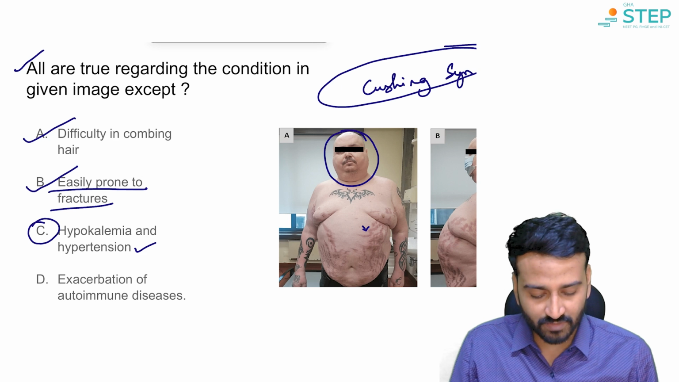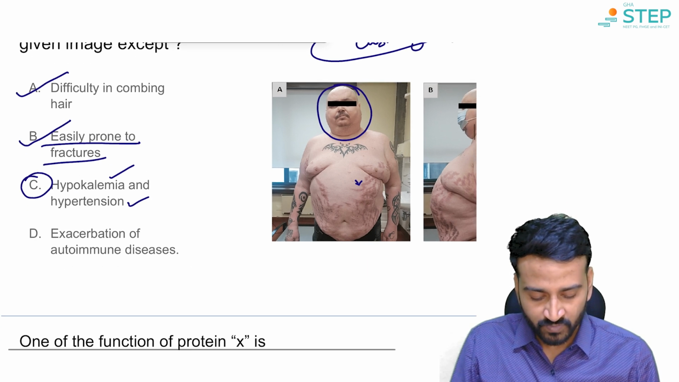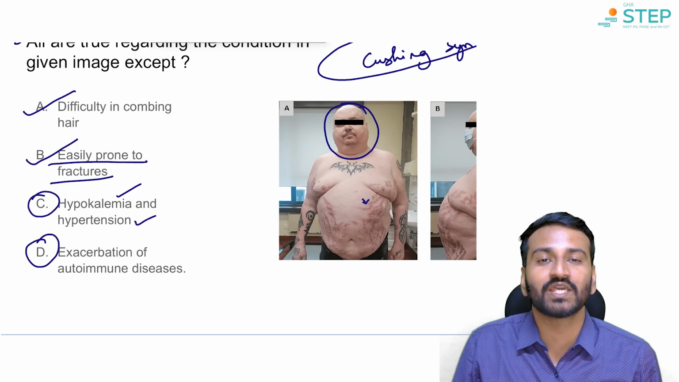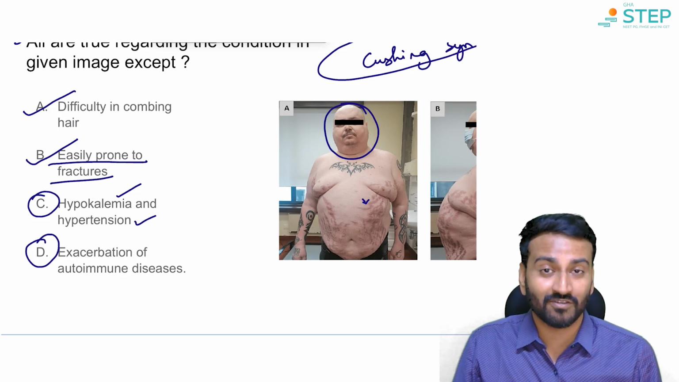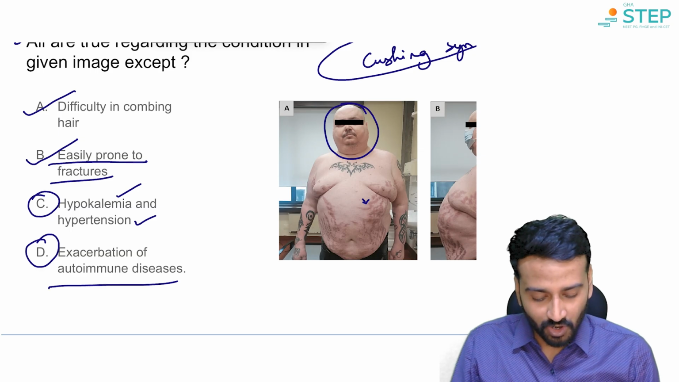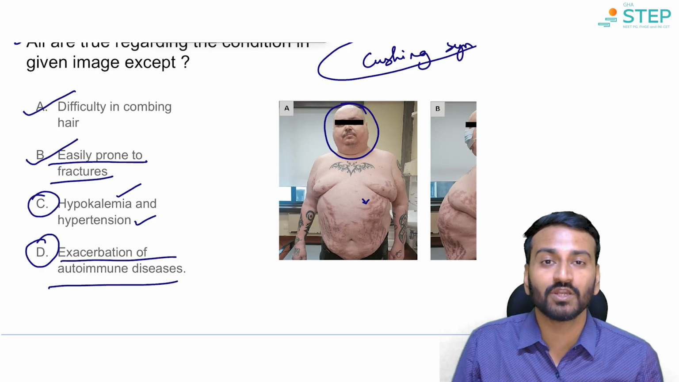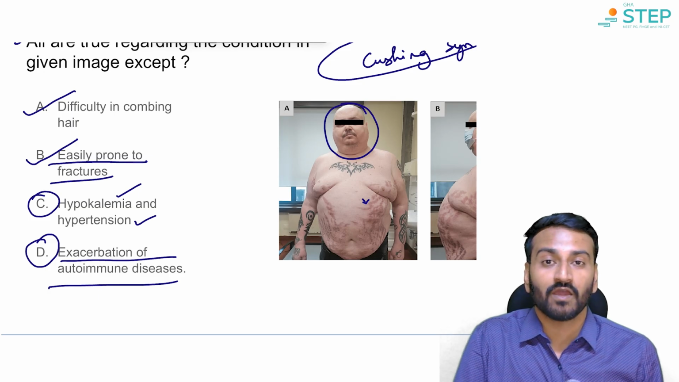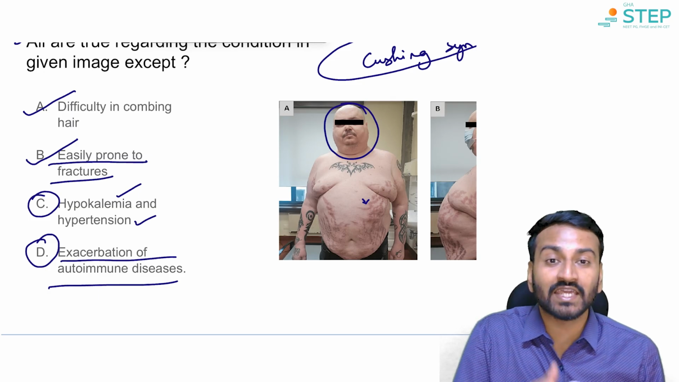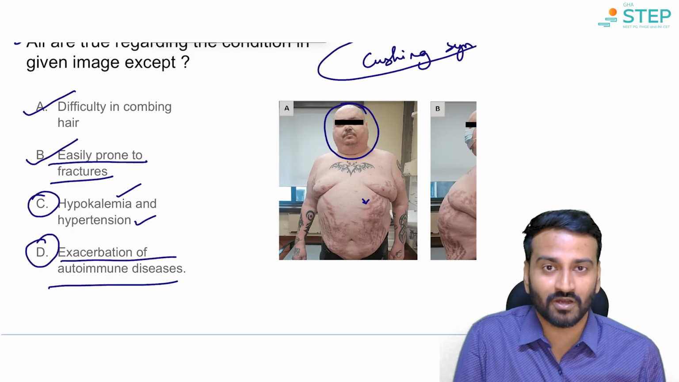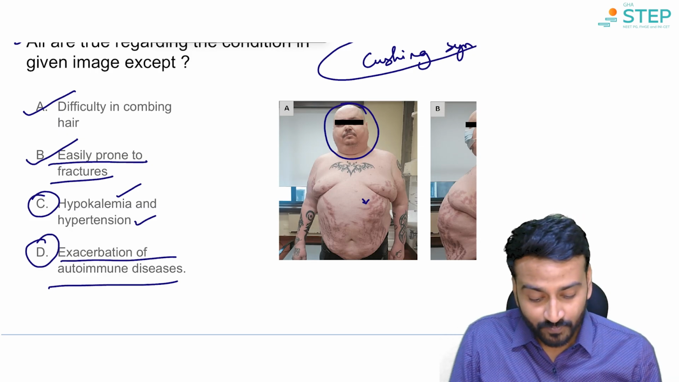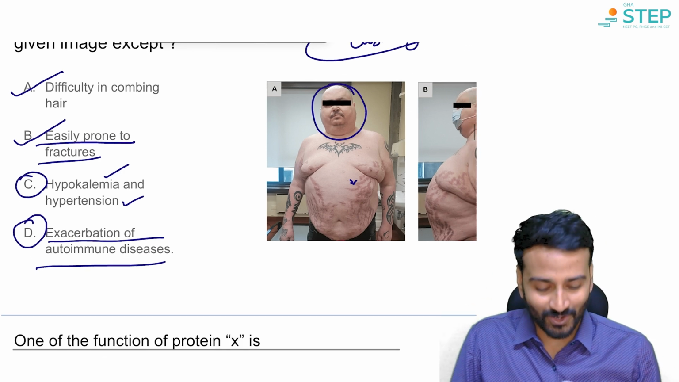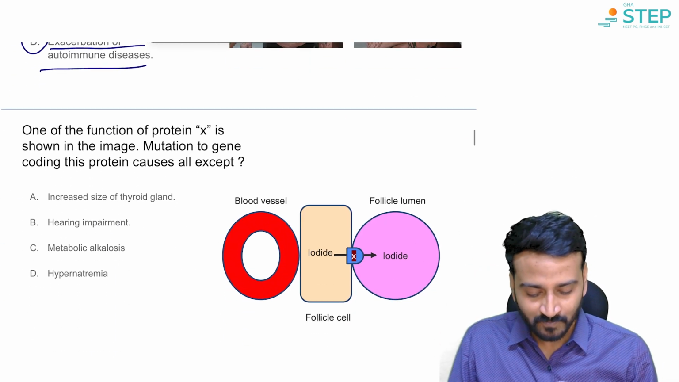It will lead to hypertension by sodium reabsorption and hypokalemia. And exacerbation of autoimmune diseases. See, in autoimmune diseases, we give cortisol to reduce the flare-ups. So, it will not cause exacerbation of autoimmune diseases. But withdrawal of some exogenous cortisol might increase the autoimmune pathologies, but it will not cause exacerbation of autoimmune diseases during Cushing's, okay, when the disease is there actually.